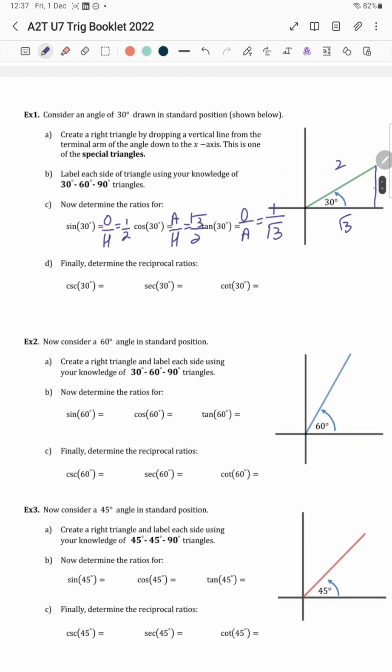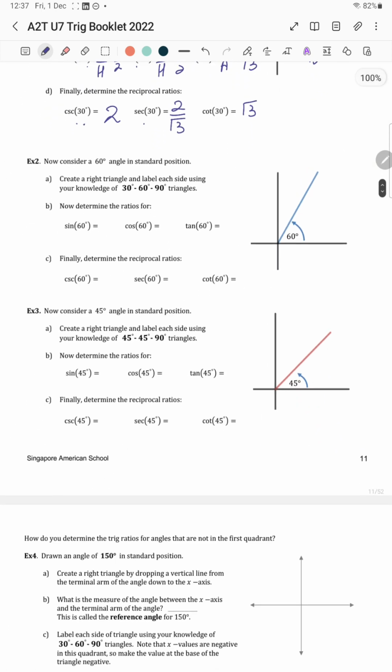Okay. Finally, the reciprocal ratios. Cosecant 30 is the reciprocal of sine 30, which is 1 over 2, so it would be 2. Secant is the reciprocal of cos, so it would be 2 over square root 3. Cot is the reciprocal of tan, so it would be square root 3.